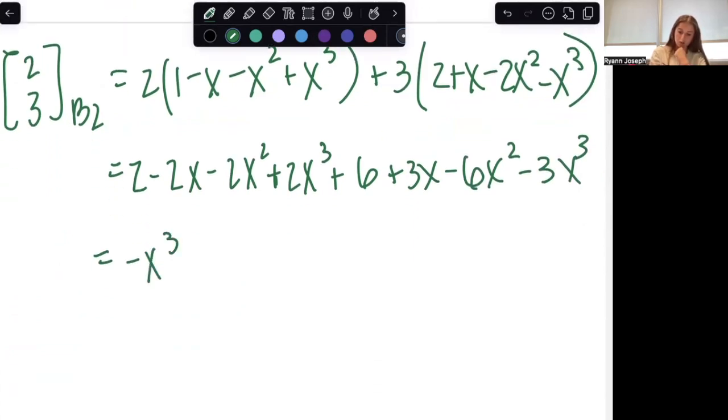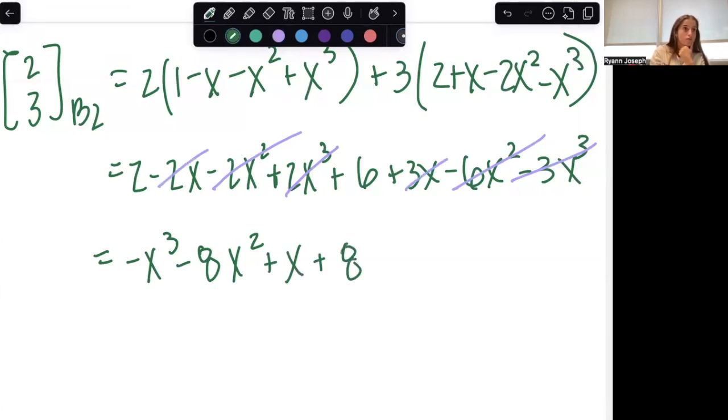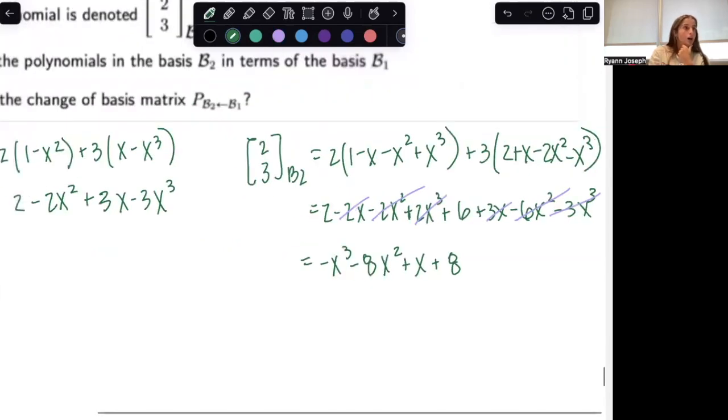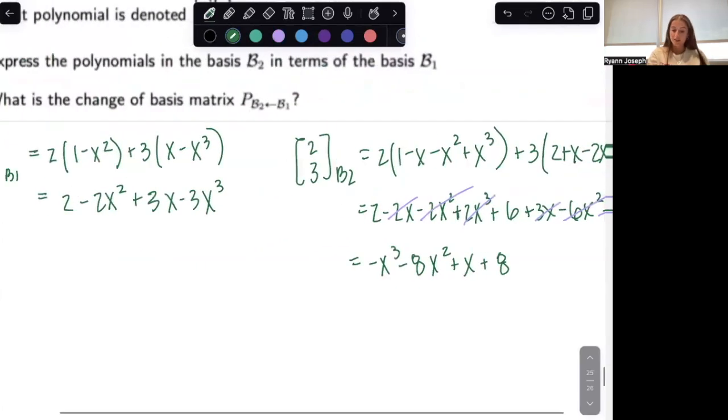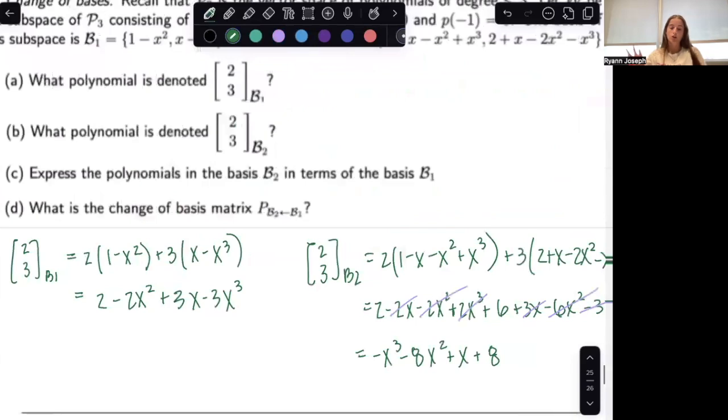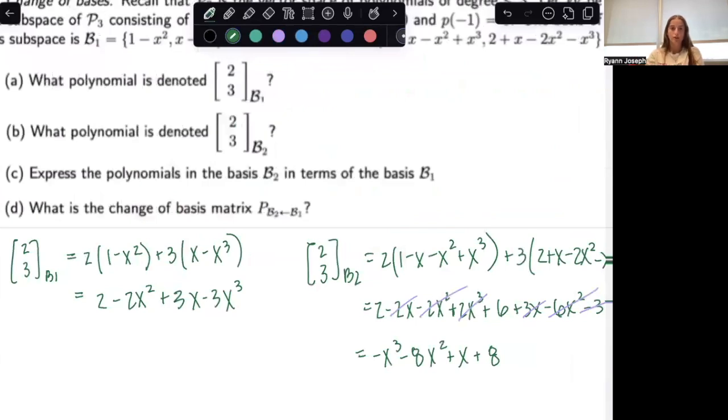So we can combine these a little bit and get negative x cubed. That gets rid of these guys. Negative 8x squared. Yes. Just making sure I didn't mess up distributing anywhere. Plus x plus 8. Great, I did that right. Cool. So we did A and B where we said what is the polynomial with these two different coordinate vectors.